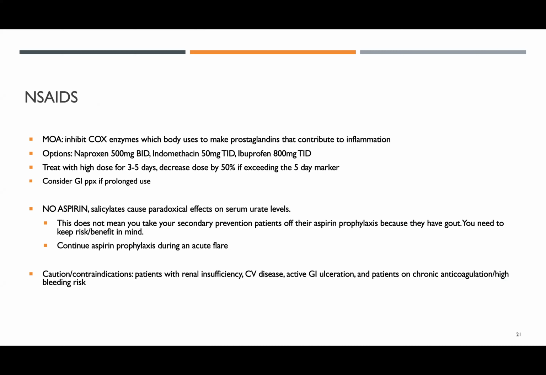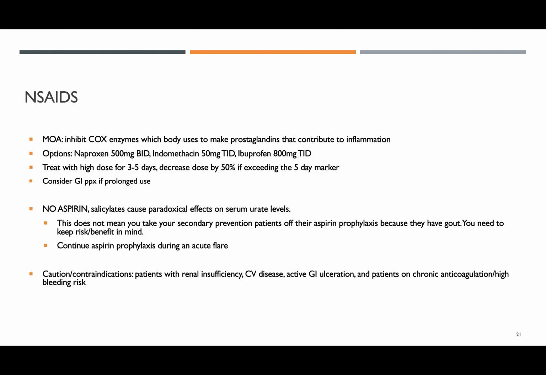If you're going to use these long-term, NSAIDs, keep in mind whether somebody needs GI prophylaxis, start a PPI, famotidine, what have you, because you're going to give somebody an ulcer. Remember, even though it's technically an NSAID, no aspirin, no salicylates, they have a paradoxical effect on the uric acid level. This does not mean you take secondary prevention off of your patients who have CAD, stroke, what have you, who also have gout. You need to keep risk-benefit in mind. It sucks that you're having a higher risk of triggering a flare, but it's also way suckier to have a heart attack.